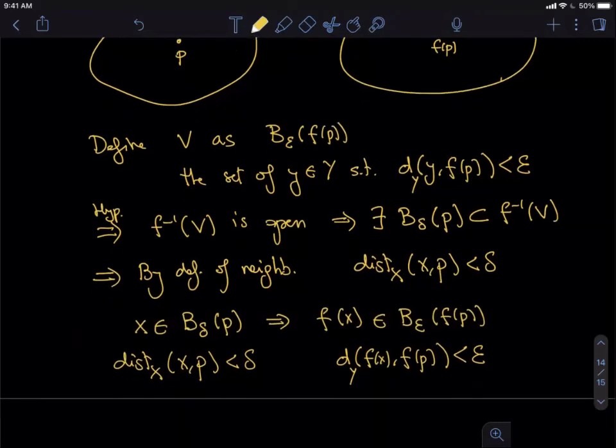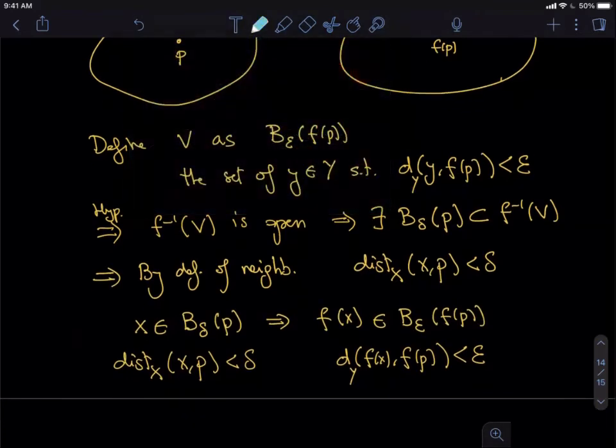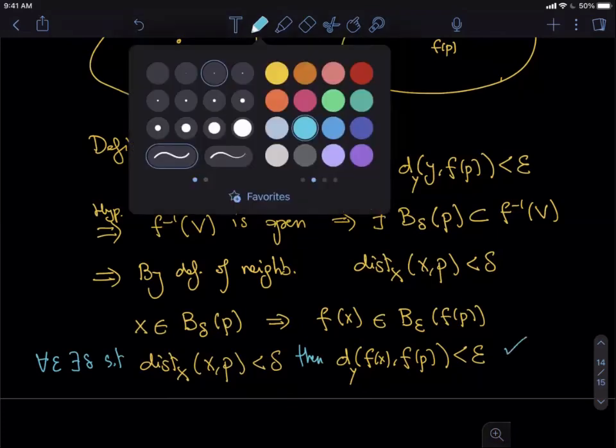And here what we have, remember the beginning of the proof, is that for every epsilon there exists some delta such that if the distance between x and p is less than delta, then the distance between f of x and f of p is less than epsilon, and we have our continuity. And that completes the proof.